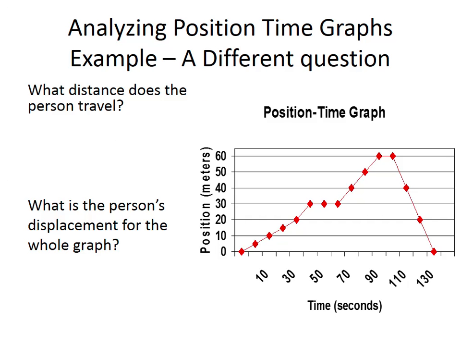What distance does a person travel on this whole graph? Well, they're going to travel 60 meters out and 60 meters back, so 120. What's the person's displacement? That would be 0.